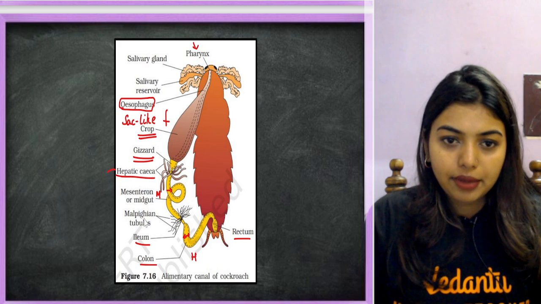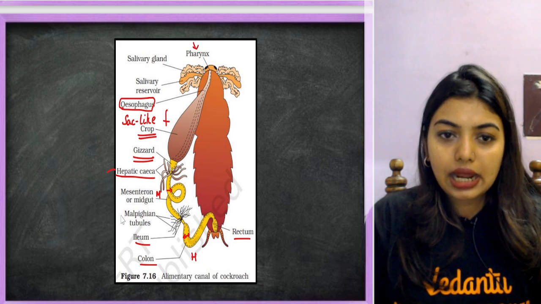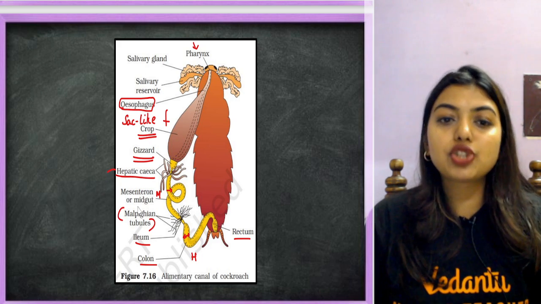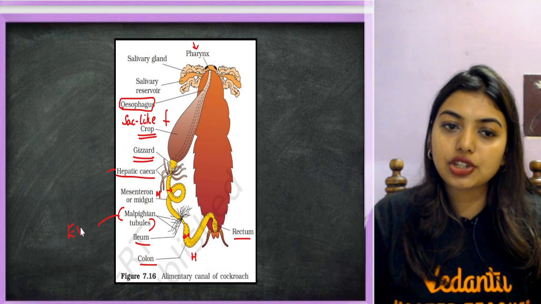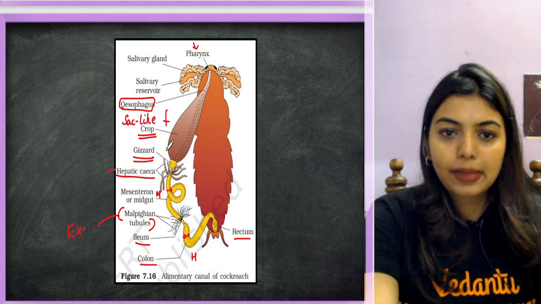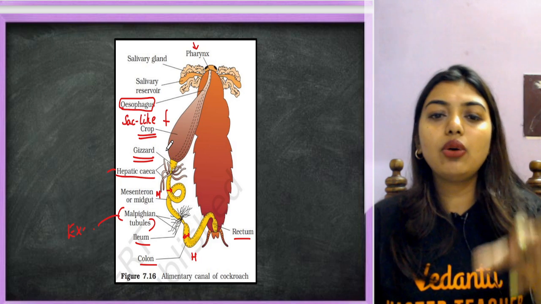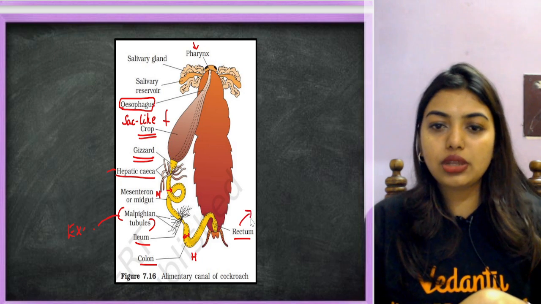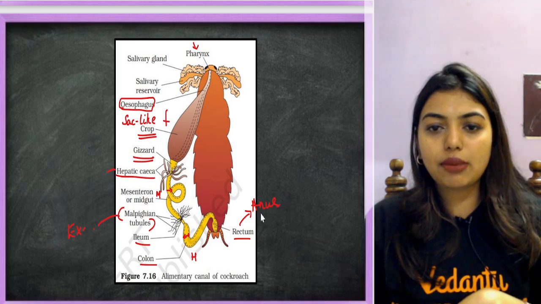Ileum, colon and rectum. Now students, between the midgut and the hindgut there are Malpighian tubules, which are going to help in excretion. Is this clear so far? Good. Now the waste will come out through the anus. Undigested food will come out through the anus.